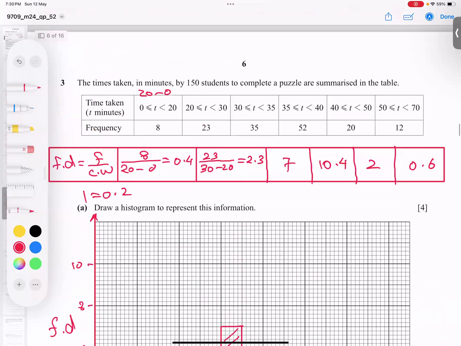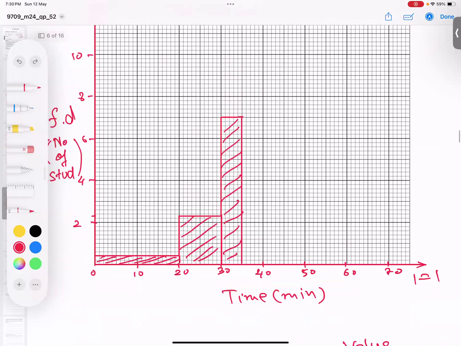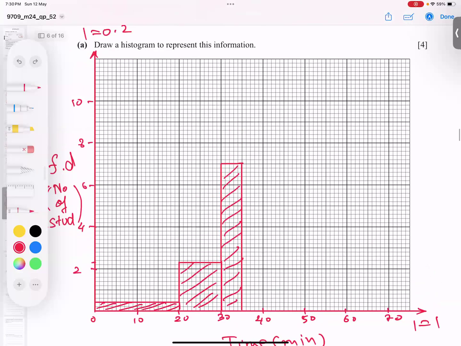Okay, let's go for 35 to 40, and column height is 10.4. And 0.4 means 2 boxes because 1 box is 0.2. Let me check again. 35 to 40, this one 10.4. So student, 2 boxes. And I believe you're understanding what I am doing.